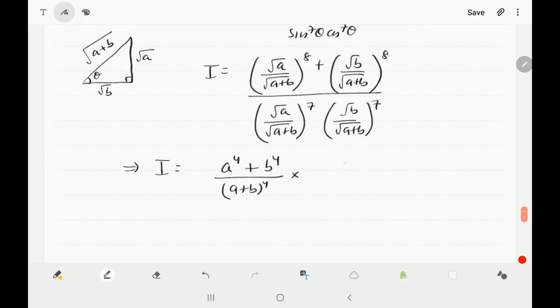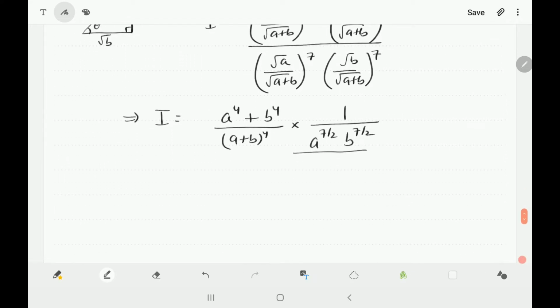This is multiplied with the term a raised to the power 7 by 2, b raised to the power 7 by 2, and in the denominator of this term we will be having a plus b raised to the power 7. I hope this is clear, because under root of a plus b into under root of a plus b will give us a plus b, and the whole is raised to the power 7. If I write x raised to the power 7 into y raised to the power 7, this can be written as xy raised to the power 7. So these two will multiply, whole raised to the power 7.